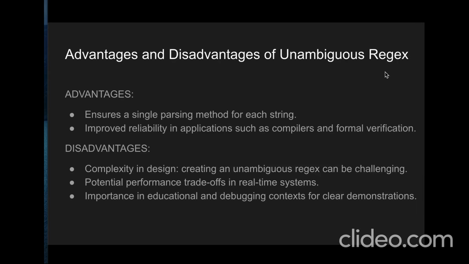However, on the flip side, there are disadvantages as well. By design, it's very complex to have an unambiguous regex. Therefore, creating an unambiguous regex can be extremely challenging. It might also be performance intensive to set up these kinds of unambiguous regex expressions.